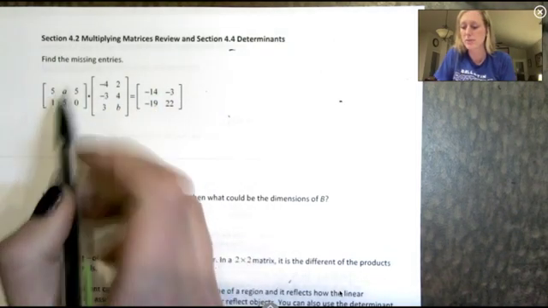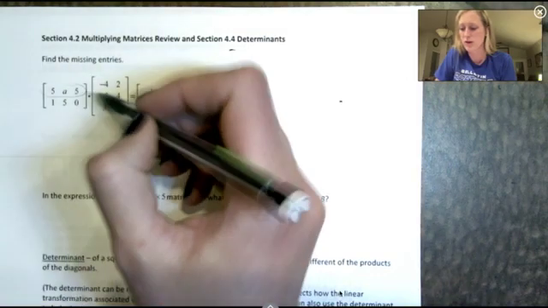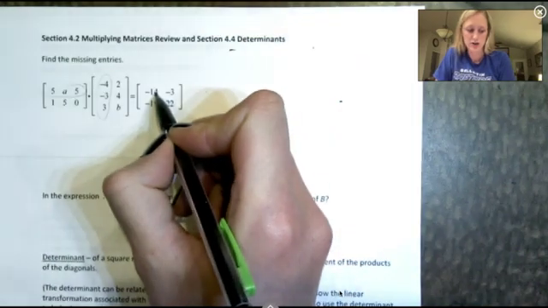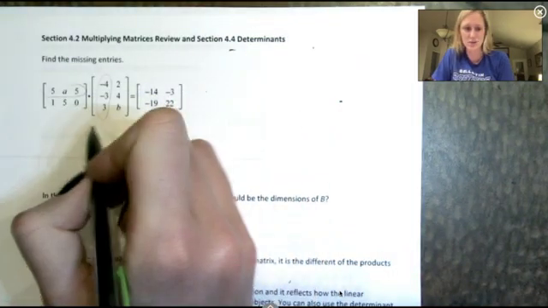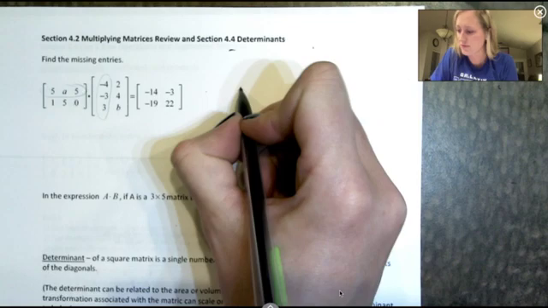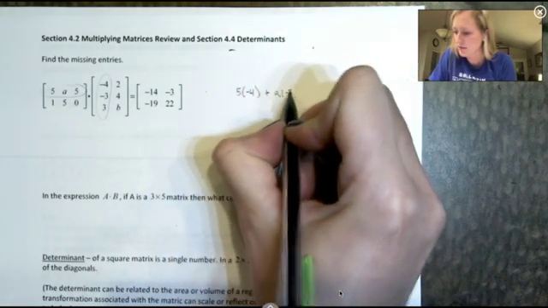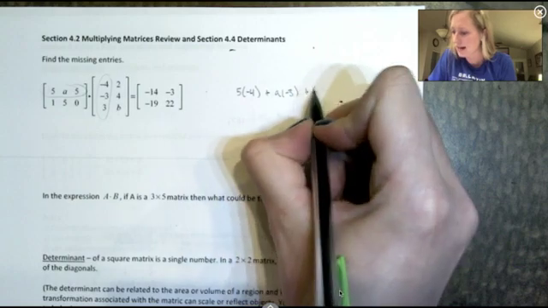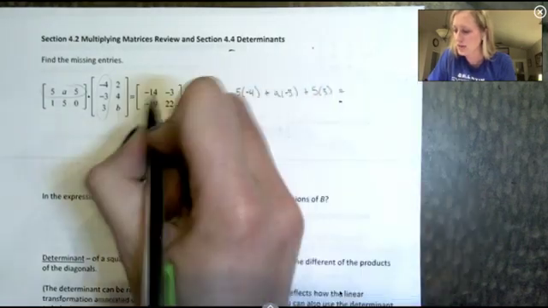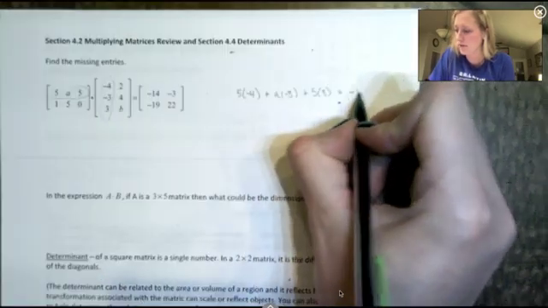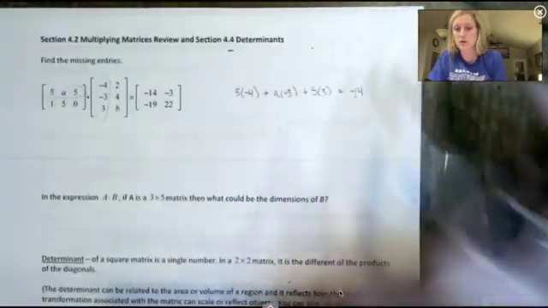So remember, multiplying matrices is row 1 by column 1, and that's this entry. So I know I want to include that because that one involves A. So remember, that's 5 times -4 plus A times -3 plus 5 times 3 has to equal row 1, column 1, which is -14. So I can solve this now for A.